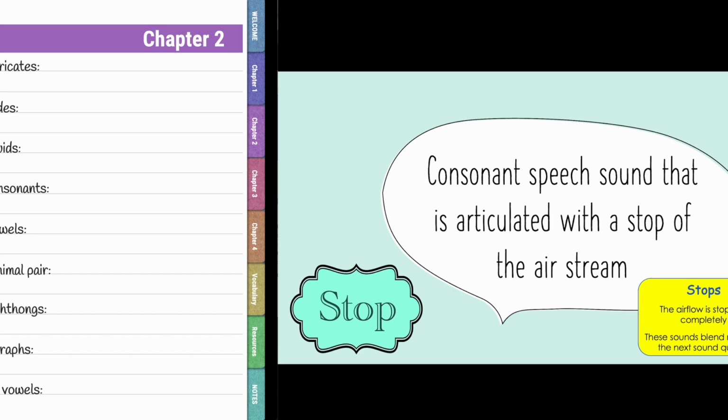Something that you need to make sure that they are aware of, and you're aware of, is that these sounds are difficult to make in isolation. Take the B, for example.